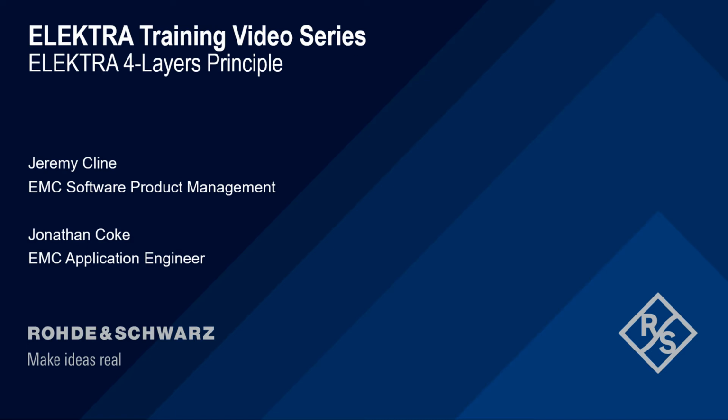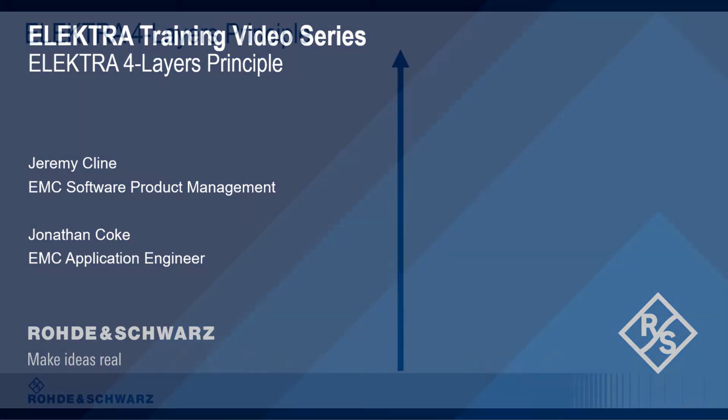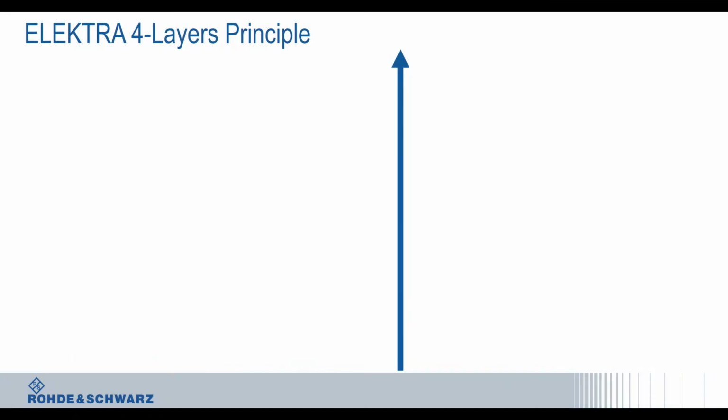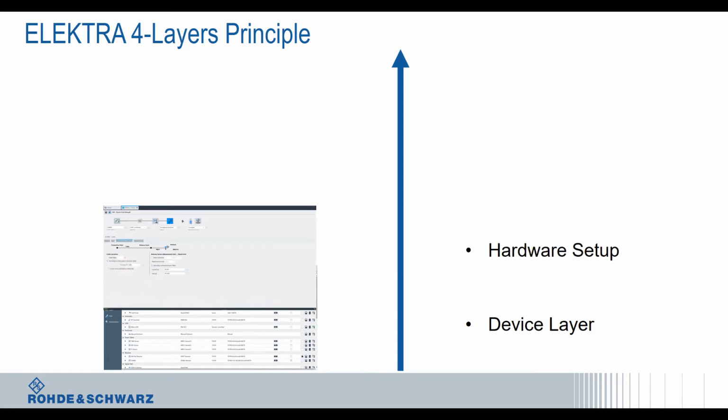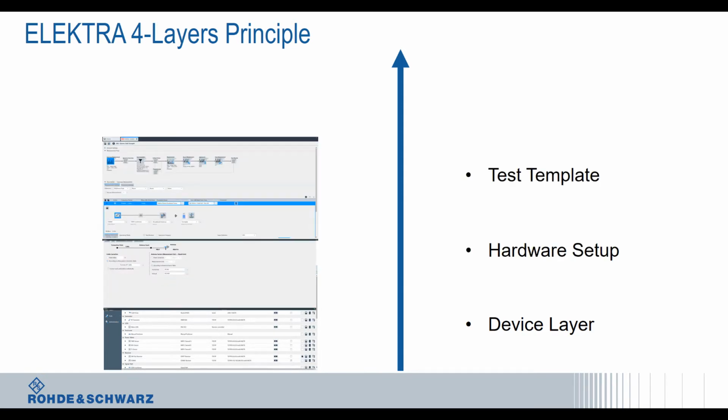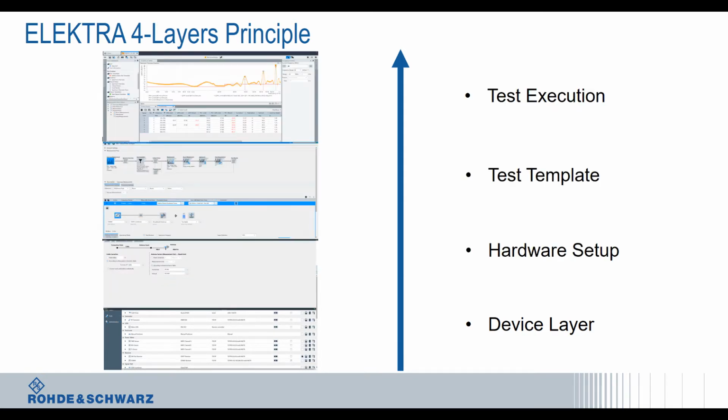This video will cover how ELEKTRA uses a 4 layers principle. To begin, the first thing you need to know about ELEKTRA is that it uses the 4 layers principle to build a test configuration all the way from configuring devices to final test execution. As shown here, the 4 layers consist of the device layer, hardware setup, test template, and test execution. Each subsequent layer is dependent on the configuration of the previous layer. For example, you can't program a receiver in the hardware setup unless it has been configured in the device layer.